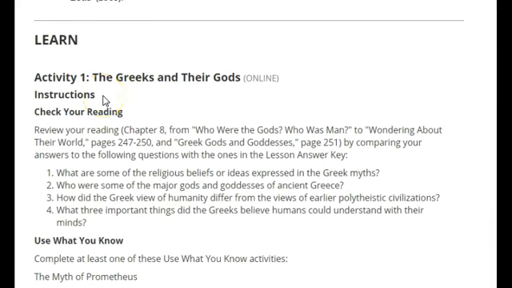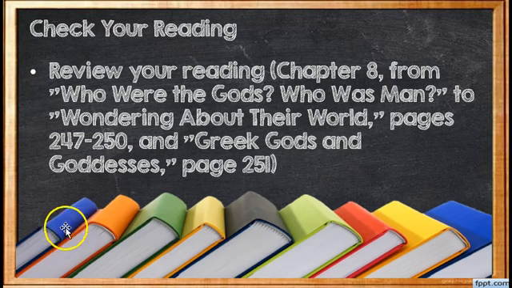But the first thing that it asks you to do is to check your reading. So you are going to review your reading from chapter 8, from Who Were the Gods, Who Was Man, to Wondering About Their World. So these are the headings that you're going to be reading, and that's pages 247 to 250 in your textbook. You're also going to read more about those Greek gods and goddesses on page 251. So really page 247 through 251, you're going to check your reading. And in class together, in our follow-up session, we'll answer some of those questions together.